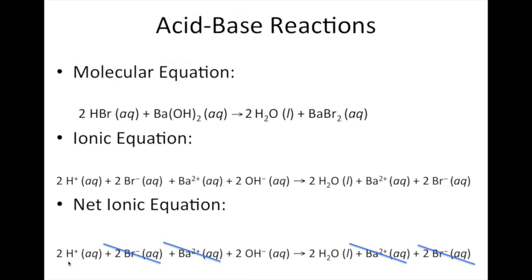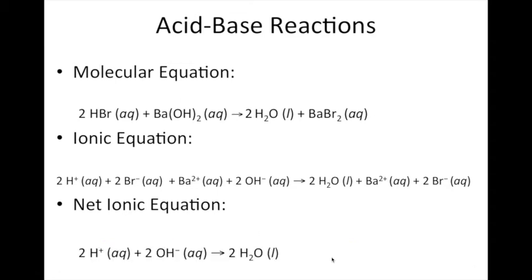The H plus and OH minus did form a new substance, which is water, so we rewrite the equation without the spectator ions, and we have 2H plus 2OH minus yields 2H2O. Now we could simplify this by getting rid of the 2's and simplify it as you see here. So this would be our net ionic equation for our acid-base neutralization reaction.